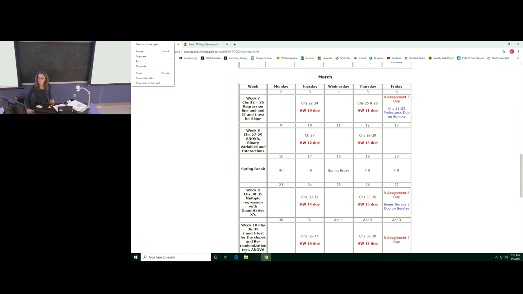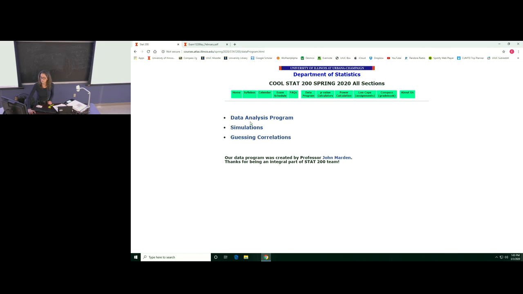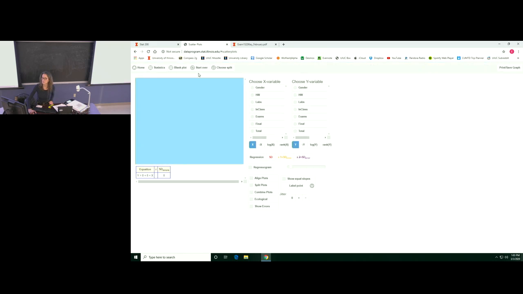So let's see, let's go up here and find our data program. And then go here. Now we're going to choose this data set that's called the grades, I believe, under T. Yes, the grades. All right, and there are the students. This is how their grades were distributed. Okay, so now let's look at the scatter plot.